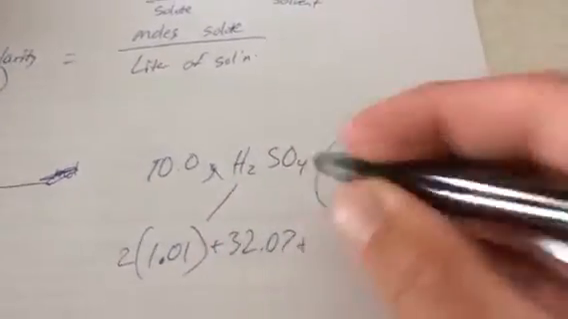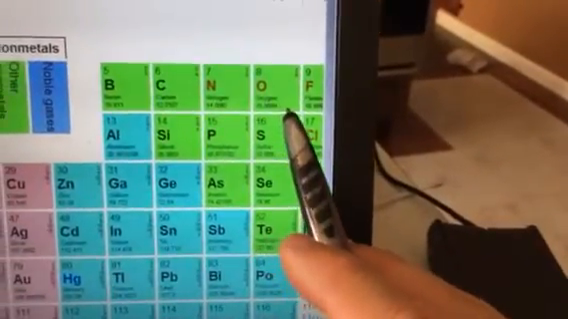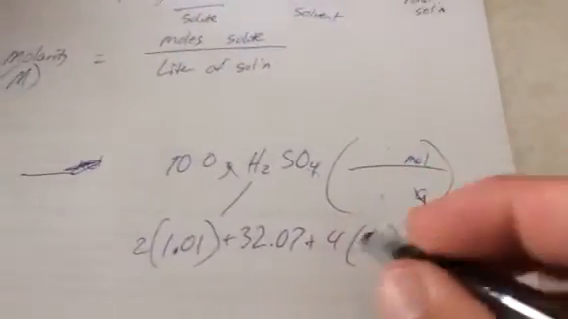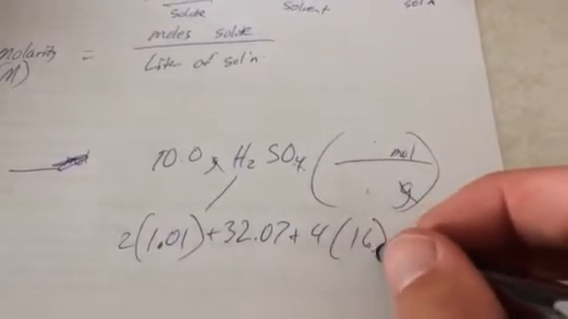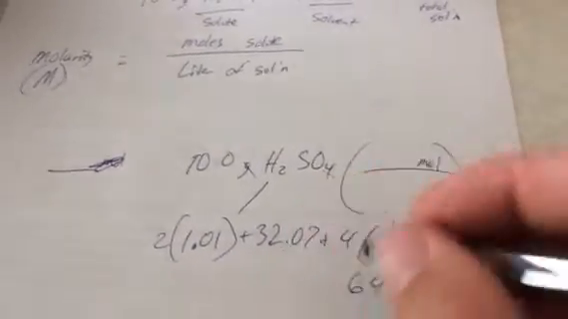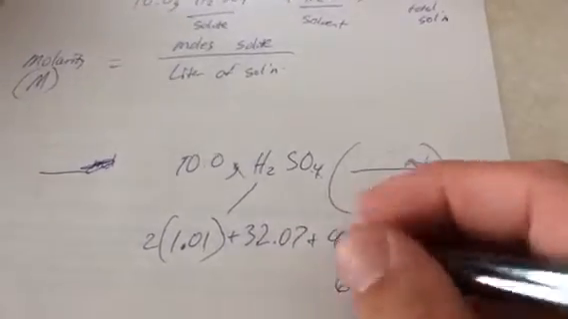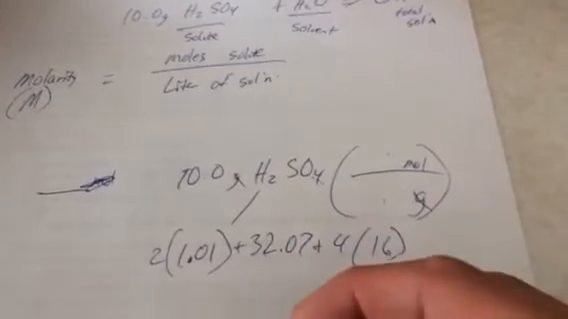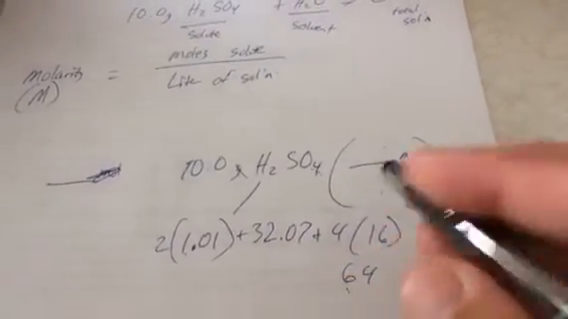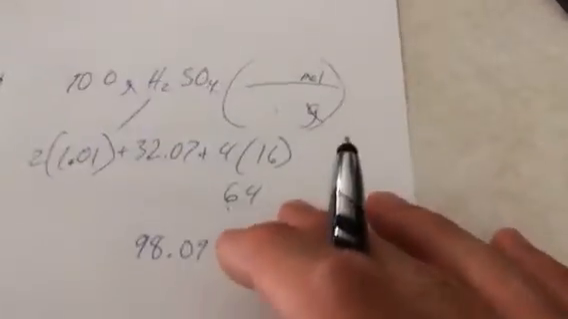32.07 plus there are 4 oxygens. Oxygen is probably one you memorized when you were in chemistry, 15.994. In our case, I'm not going to go that many sig figs, plus 4 sets of 16. So 16 times 4 is 64 plus 32. So that gives me 96, 97, 98. So I've got a total of about 98.0789. If I go real crazy on my sig figs, 98.09 grams per mole.